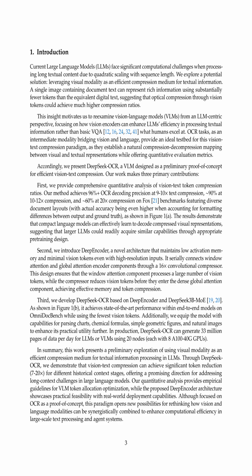Our work makes 3 primary contributions. First, we provide comprehensive quantitative analysis of vision text token compression ratios. Our method achieves 96% plus OCR decoding precision at 9 to 10x text compression, circa 90% at 10 to 12x compression, and circa 60% at 20x compression on Fox benchmarks, featuring diverse document layouts, with actual accuracy being even higher when accounting for formatting differences between output and ground truth, as shown in Figure 1A.